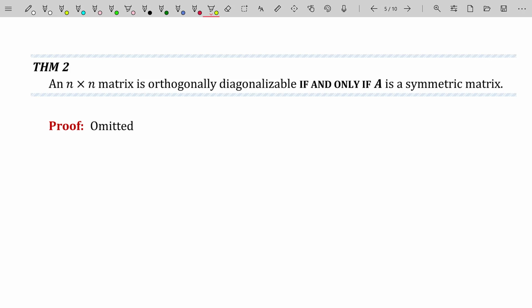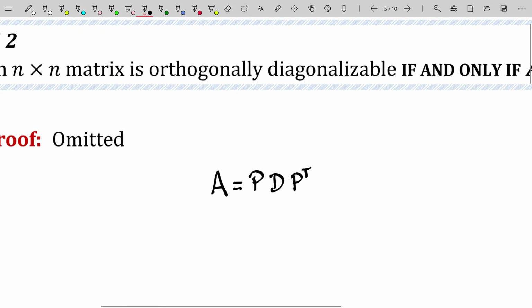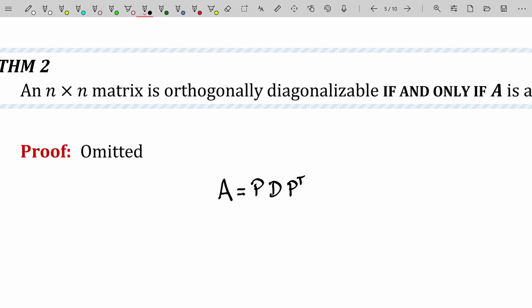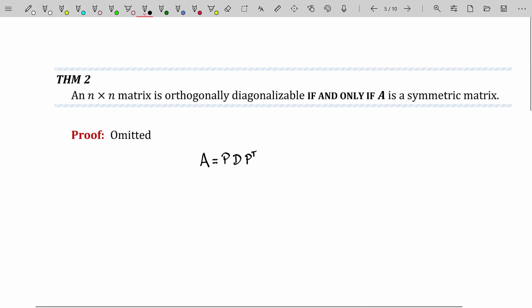So if I hand you a symmetric matrix, you immediately know it can actually be written as the product of three matrices where the first matrix, P, is an orthogonal matrix, the second matrix, D, is a diagonal matrix, and then finally, P transpose, which is actually just the transpose of P, which by the way is equal to P inverse because P is orthogonal. Likewise, if you are handed a matrix and somebody says, by the way, this is orthogonally diagonalizable, then you know that matrix must be symmetric.